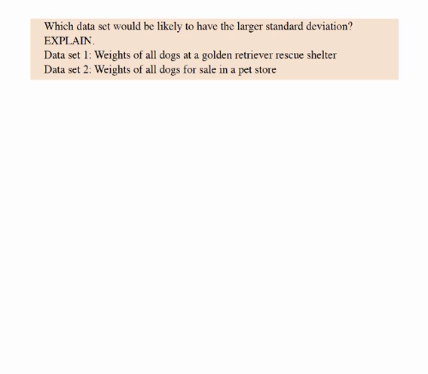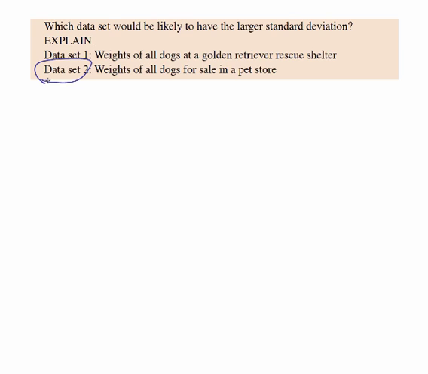The answer is that data set 2 would certainly be likely to have the larger standard deviation. We can't say for sure because we don't know what kinds of dogs they have in this pet store. Maybe they're all small dogs. We don't know that. But it would be likely that there would be a pretty wide range of weights, since presumably this would be a variety of different breeds.